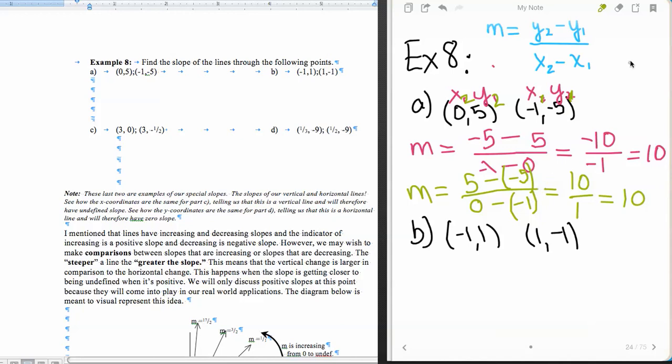So let's do that one more time with our second example here. Maybe you want to pause this and try it on your own and then come back and check and see if you got the right answer. So if you want to do that, pause right now.